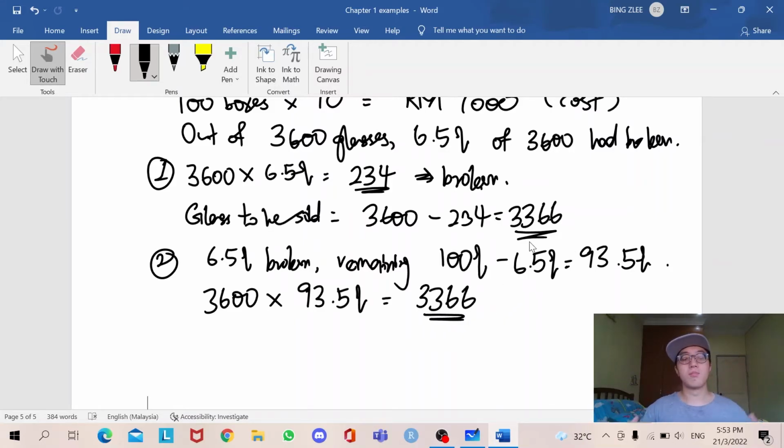All right, so these are two methods that you can choose to use. I will personally prefer the second method because if you use the first method, you might forget to subtract the amount broken out from the total amount. All right, okay, the next one.